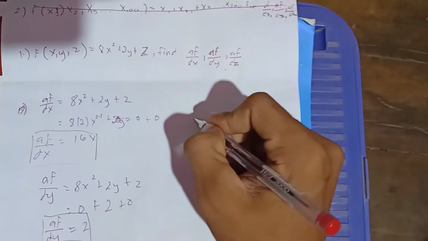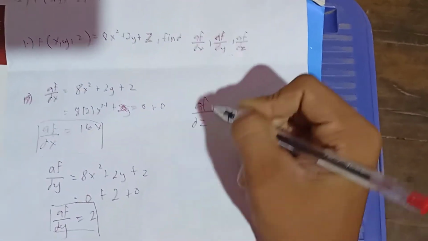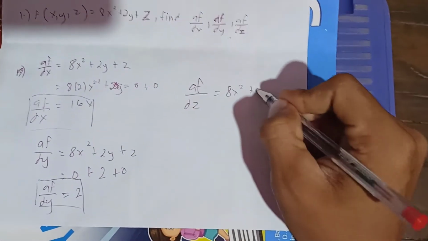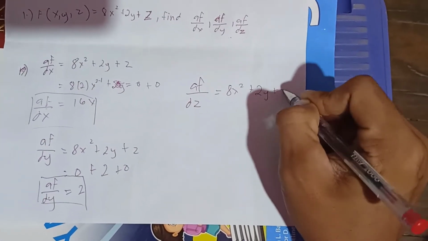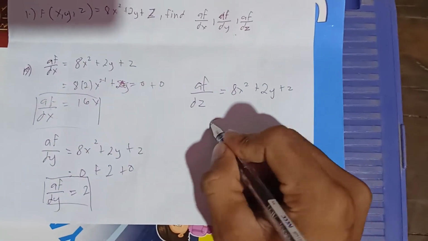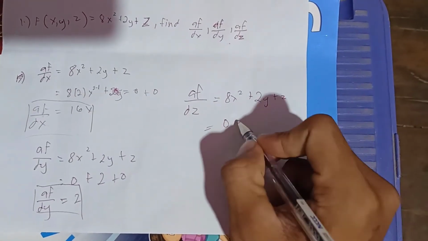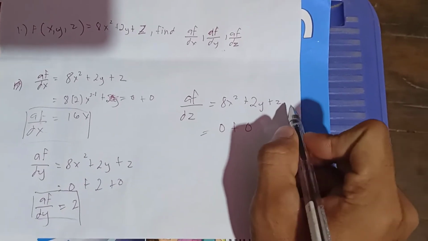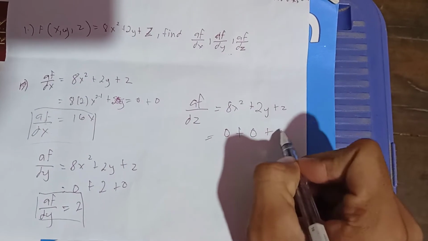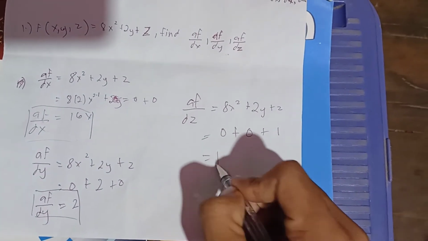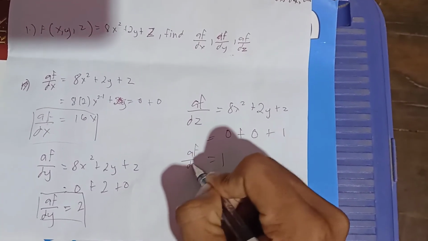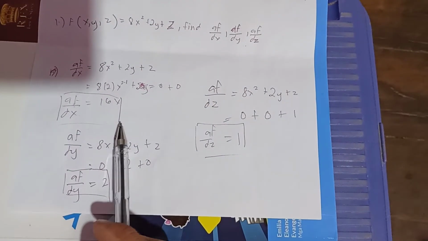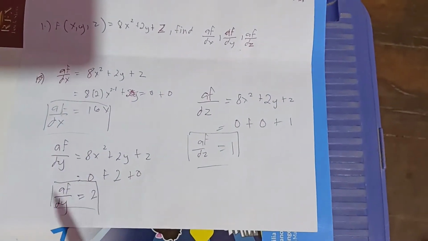Now let's find the ∂f/∂z. So, 8x squared plus 2y plus z. With respect to z, the 8x squared will become 0 and the 2y will become 0 also. When you derive the variable z, it will become 1. So the ∂f/∂z is equal to 1. That's the solution for number 1.